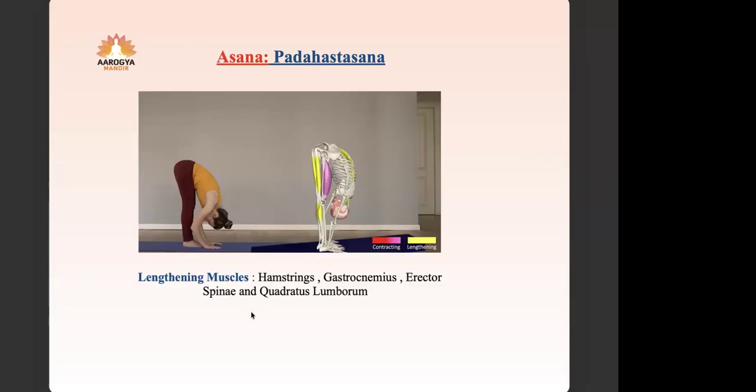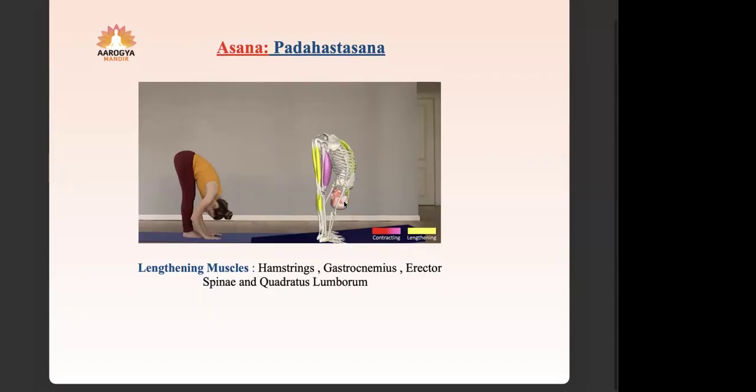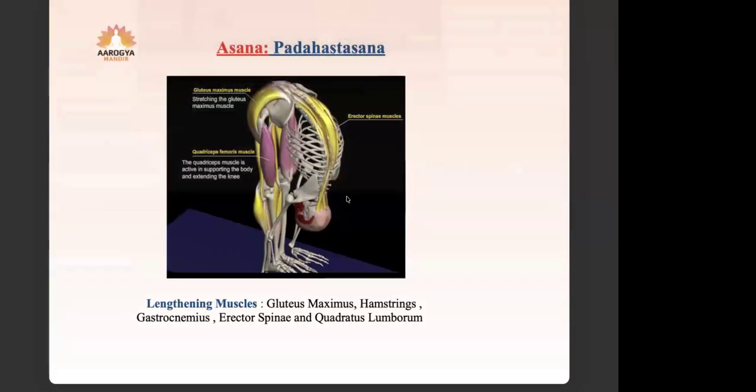So again, you have important muscles which are getting stretched over here. One is hamstring behind the thigh, gastrocnemius, the calf muscles, erector spinae, again your back muscles, and the quadratus lumborum, which is there by the sides of the erector spinae. We'll have a visual view of that.